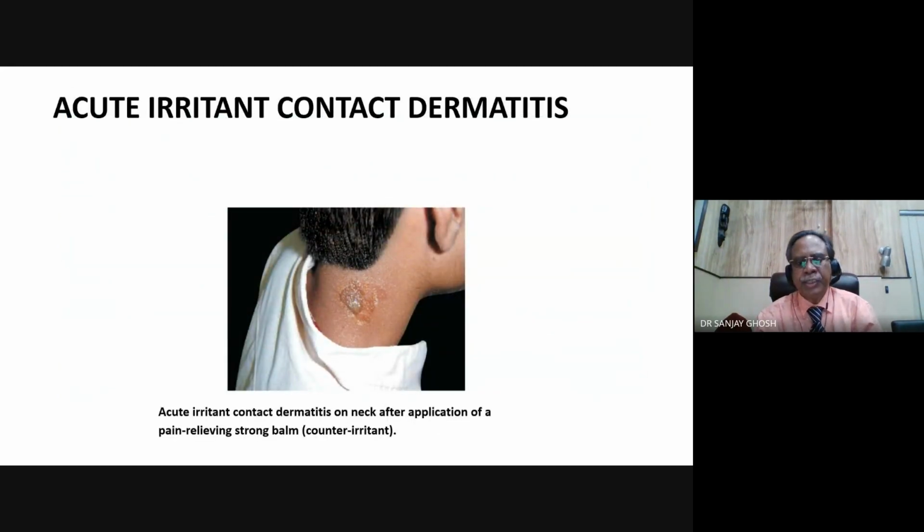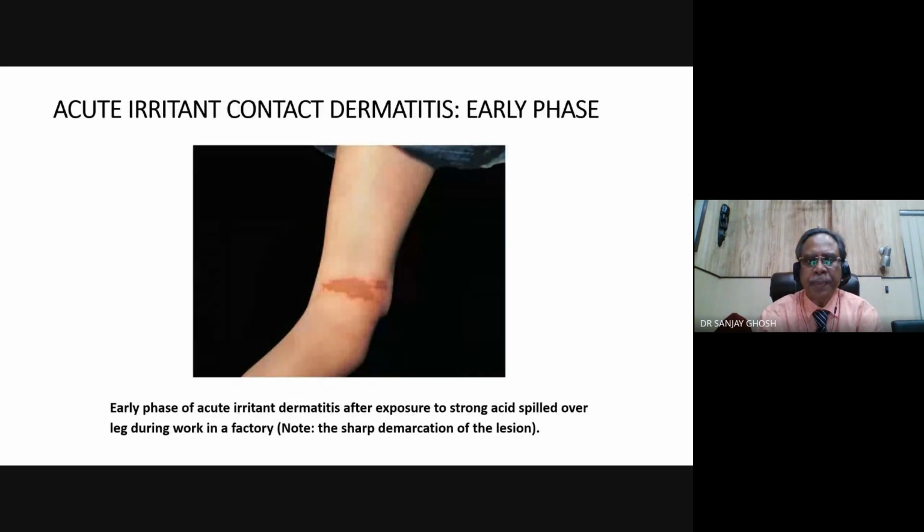Now this is a case of acute irritant contact dermatitis. Actually, this is from a pain relieving balm. It's very commonly used and that can cause these blisters and others. So this is acute irritant. This is acute irritant in the early phase.